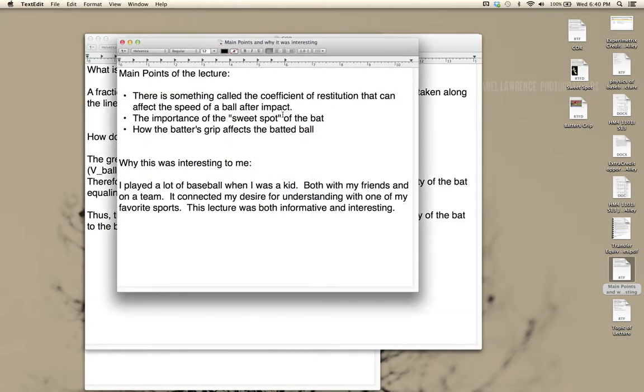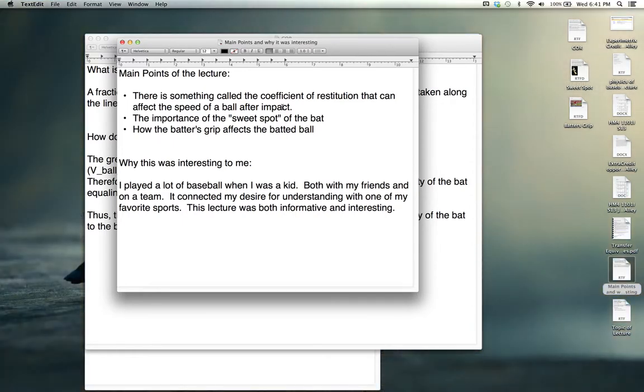Next, the main points were that there is something called a coefficient of restitution that can affect the speed of a baseball after impact, the importance of the sweet spot of the bat, and how the batter's grip affects the batted ball. And this was interesting to me because I played a lot of baseball as a kid. I played with my friends, I played on a team, and this lecture really connected my desire to always understand everything about baseball with a lot of really important clips and just cool analyses of the sport in terms of physics. So I thought it was pretty interesting and informative.